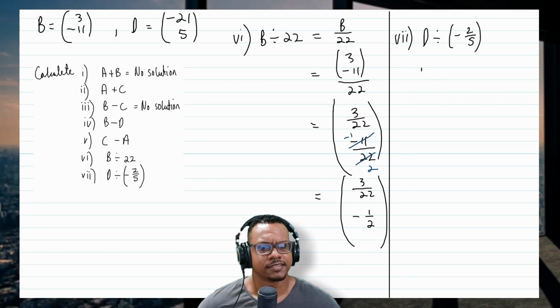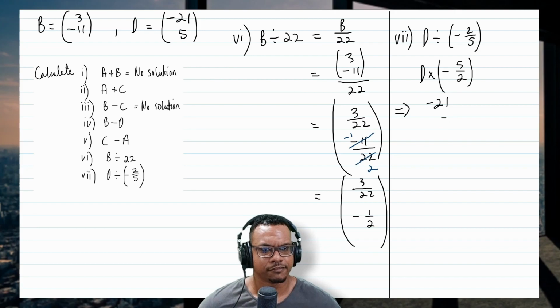So that's the same as D multiplied by the invert. So it's still going to be negative 5/2. Okay, so that implies, let's come down here, D is the matrix negative 21, 5, multiplied by negative 5/2.